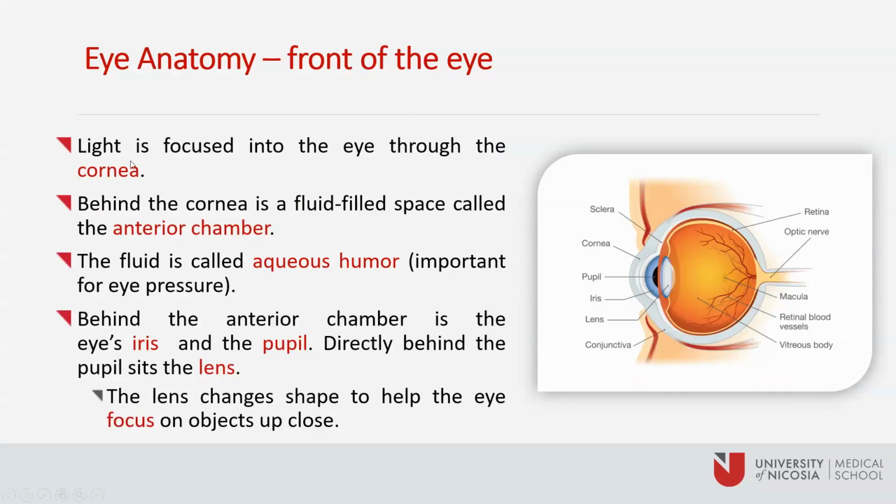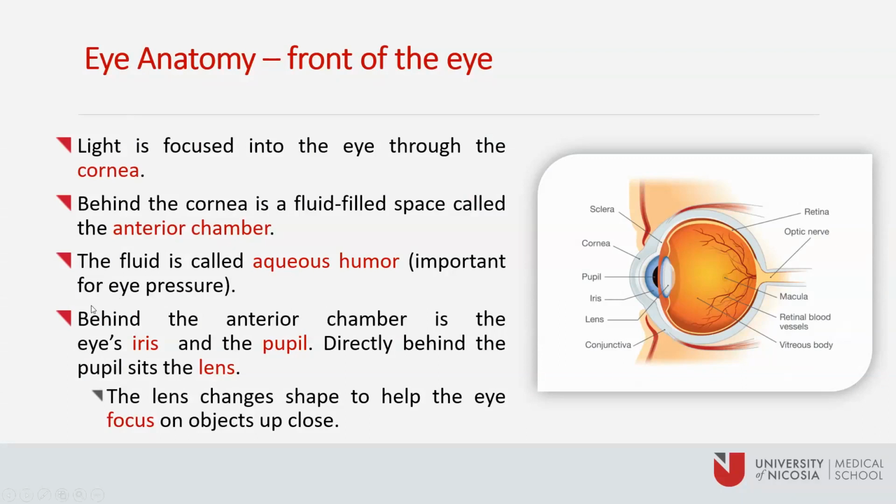What happens once we have the light coming into the eye through the first layer that we see, which is called the cornea. We also have a fluid-filled space behind the cornea, which is called the anterior chamber. And we have the fluid in that area, which is called the aqueous humor. The aqueous humor is quite important in terms of regulating the pressure of the eye, and this is important for the pathologies of glaucoma.